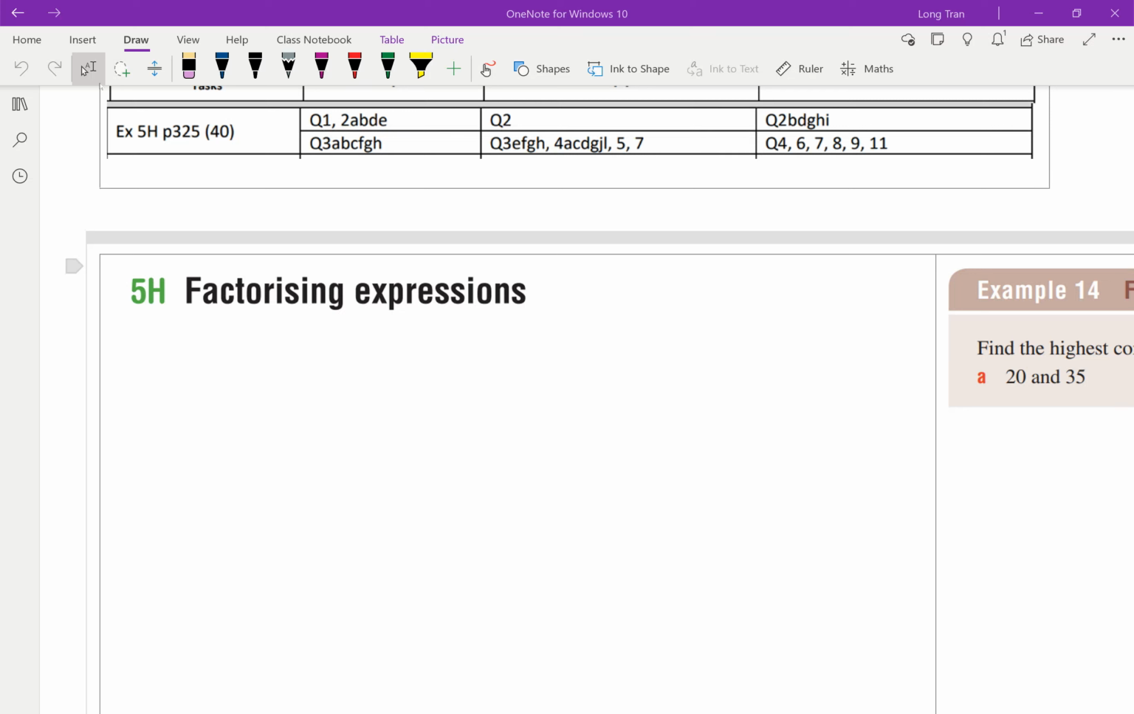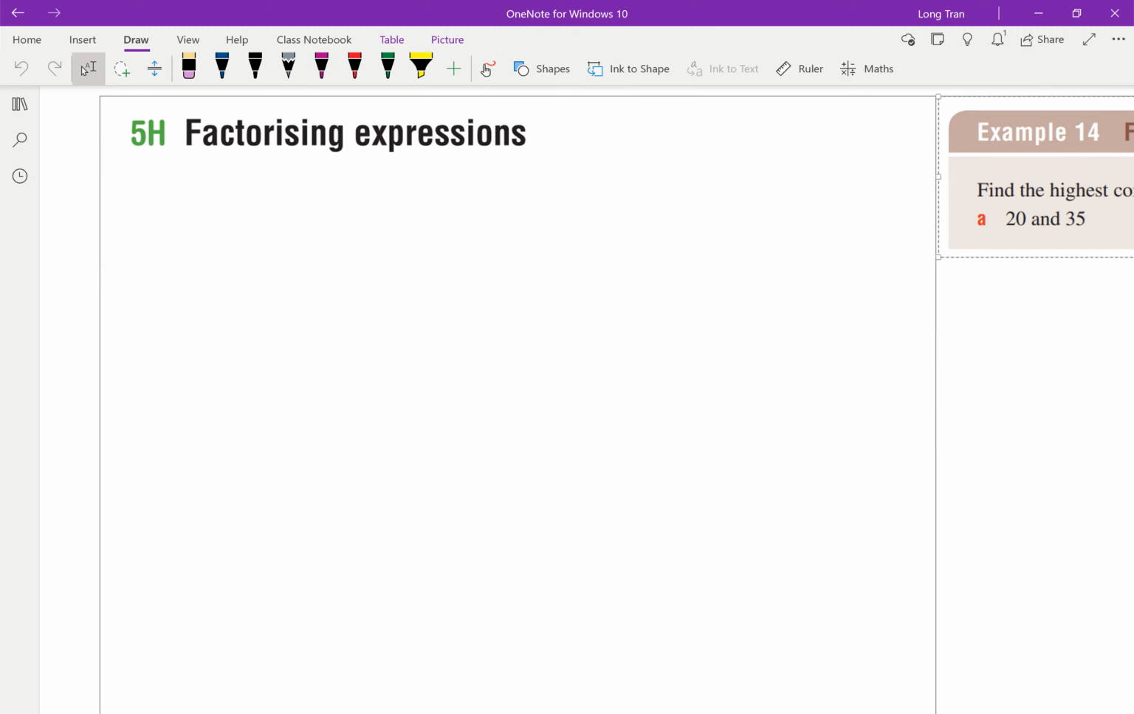Yes. Exercise 5H. And in order to do 5H, you need to know how to do 5G, which is expanding. Now, let's recap on expanding so you can see what you're meant to do in 5H. Here's the example of 5G. You might have something like this. I'm going to start off pretty easy.